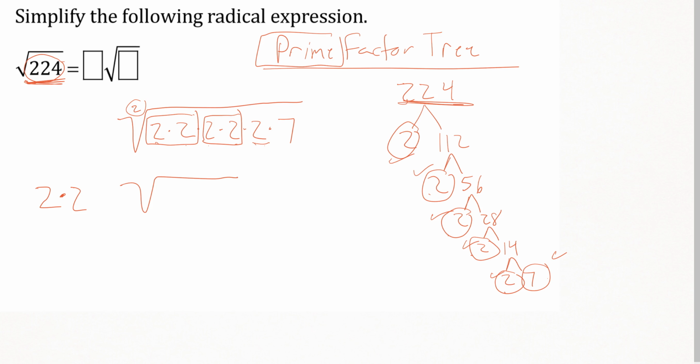And then this last 2 and this last 7, they don't have any partners to go with, so we leave 2 times 7 sitting on the inside. And now we just do these quickie little math problems. So 2 times 2 is 4, and then the square root of 2 times 7 is going to give us the square root of 14. So our final answer would have been 4 in the first box and 14 in the second box. Not too bad.